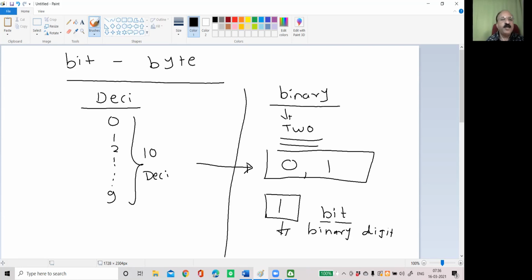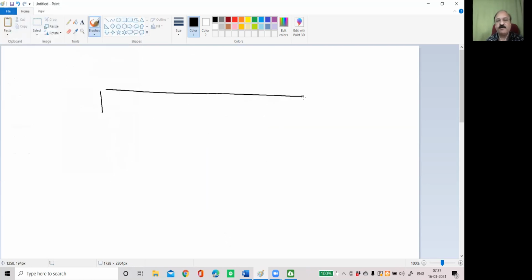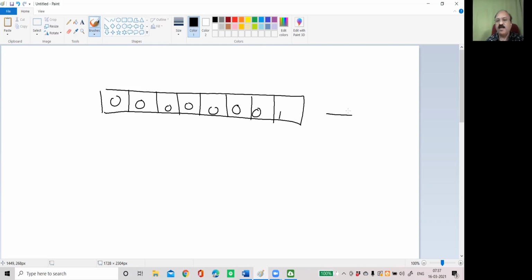Correct? And such bits, if you group them together, then it is called a byte. So such 8 bits, if you group together, 1, 2, 3, 4, 5, 6, 7, 8. Then 0, 0, 0, 0, 0, 0, 0, 1 represents 1. This is called bit. And these 8 digits, that is 8 bits, are called 1 byte.